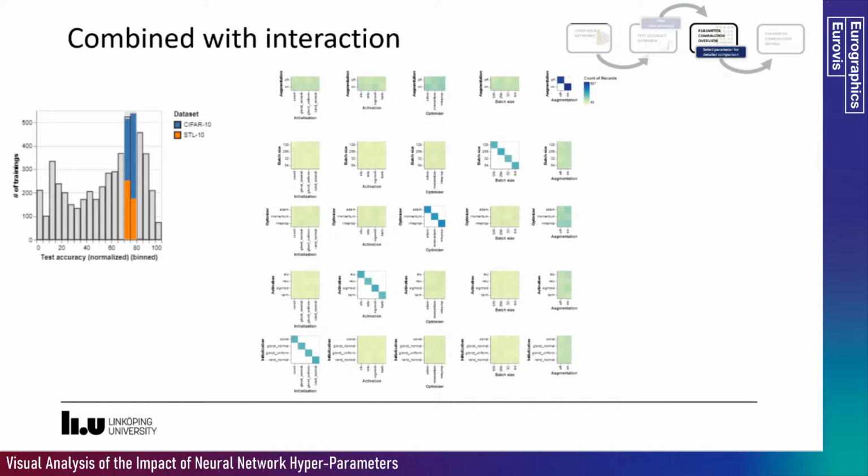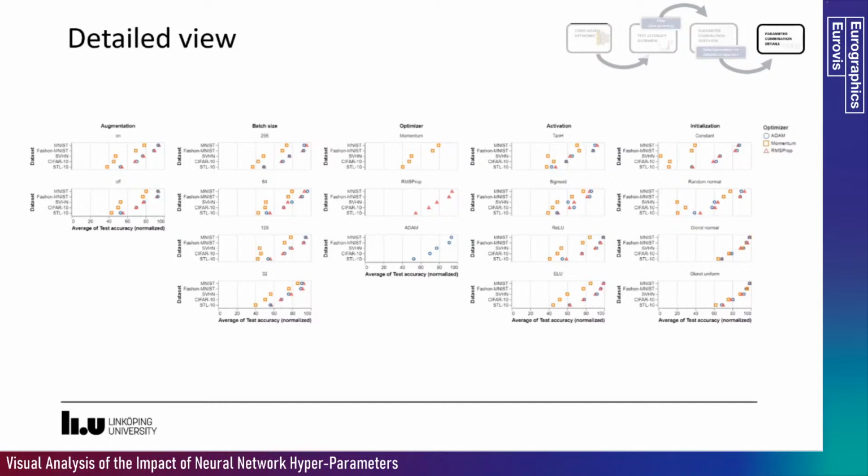Based on this overview, we might identify a set of parameter combinations that are of particular interest, but we cannot see beyond the combination of two parameters. In this case, we need to be able to see higher dimensions at the same time. For this purpose, we provide a detailed view where the user can select the two parameters, one primary and one secondary, that are of special interest.